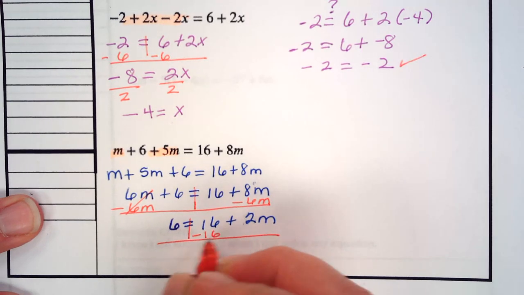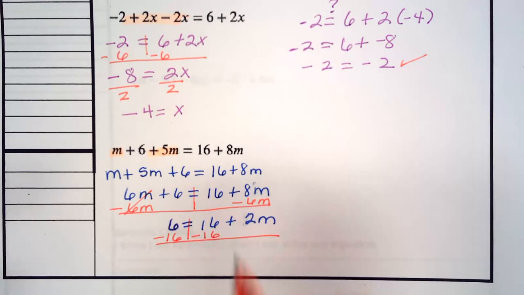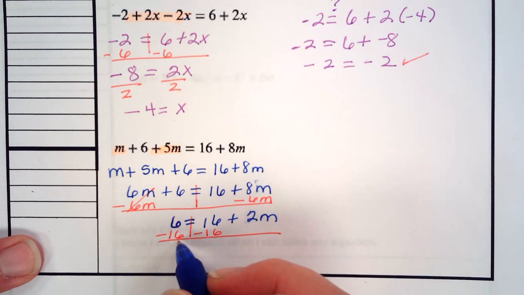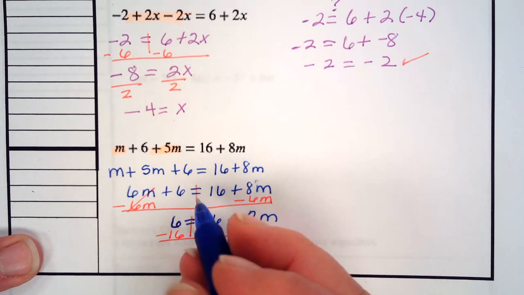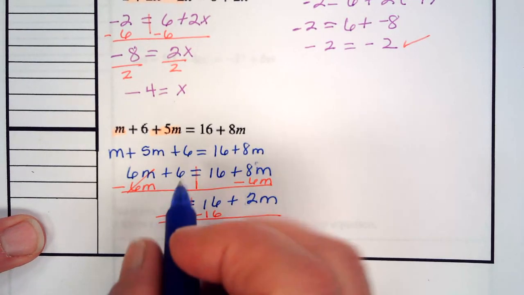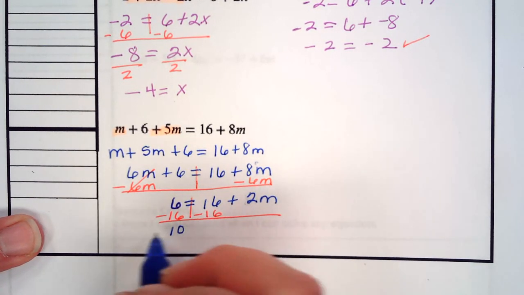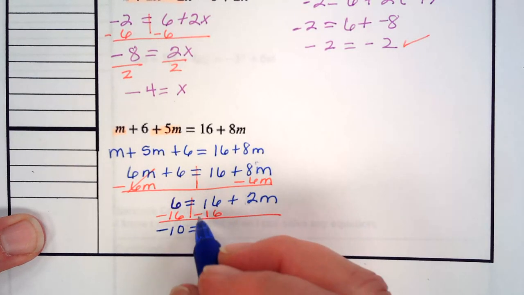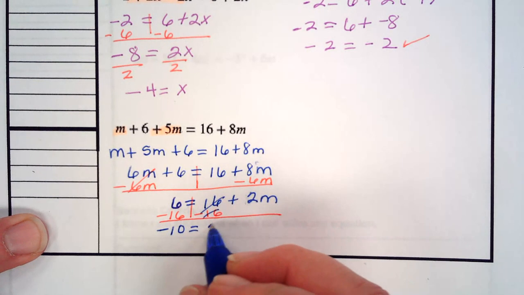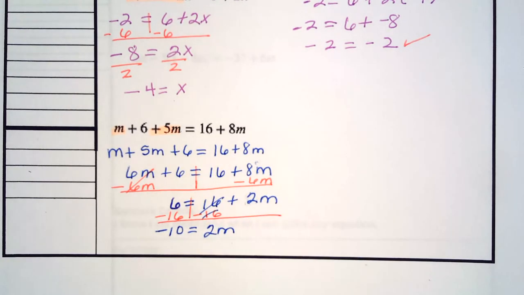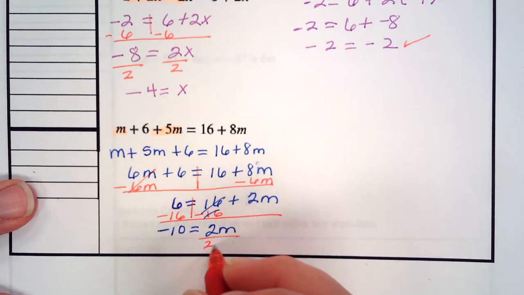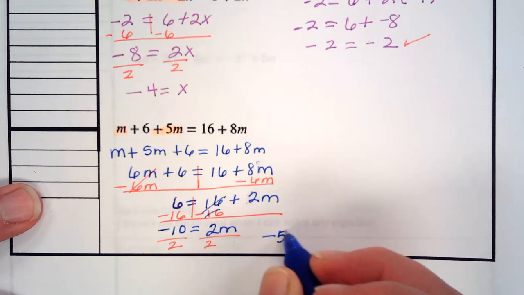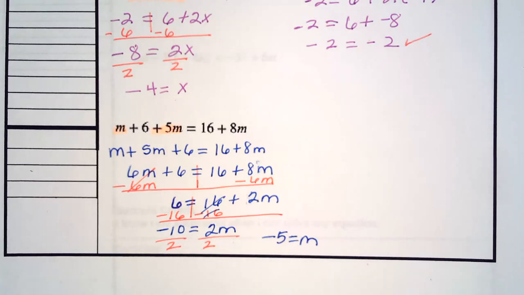Subtract 16 from both sides to get your numbers on the same side. 6 plus negative 16. They're opposite signs, so I find their difference. 16 minus 6 is 10. Keep the symbol of the larger one, so it's negative 10. I've eliminated it here. Is equal to 2m. Divide both sides by 2. Negative 5 is equal to m.